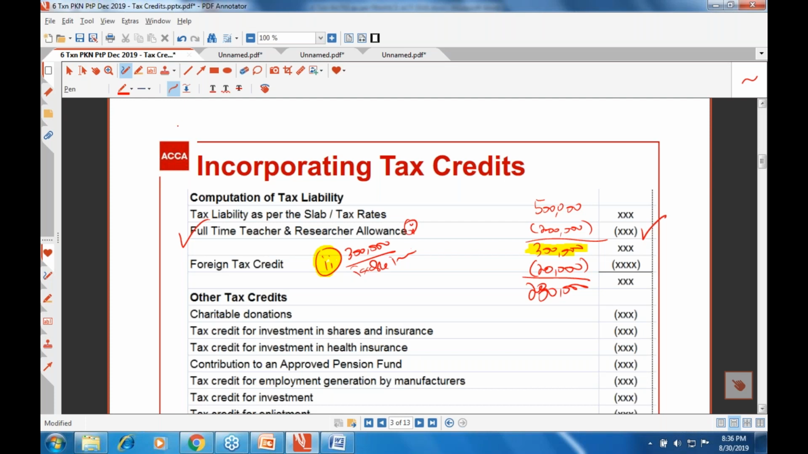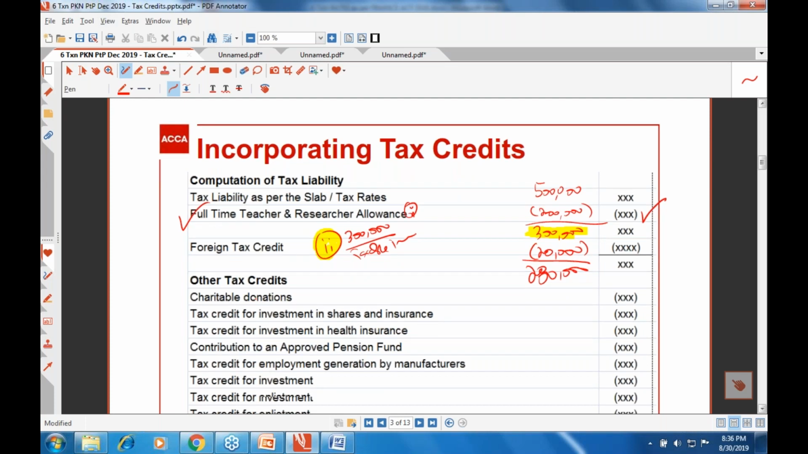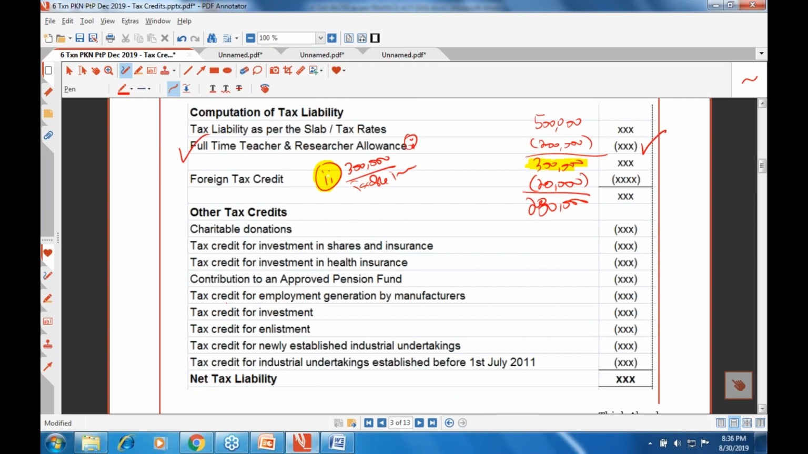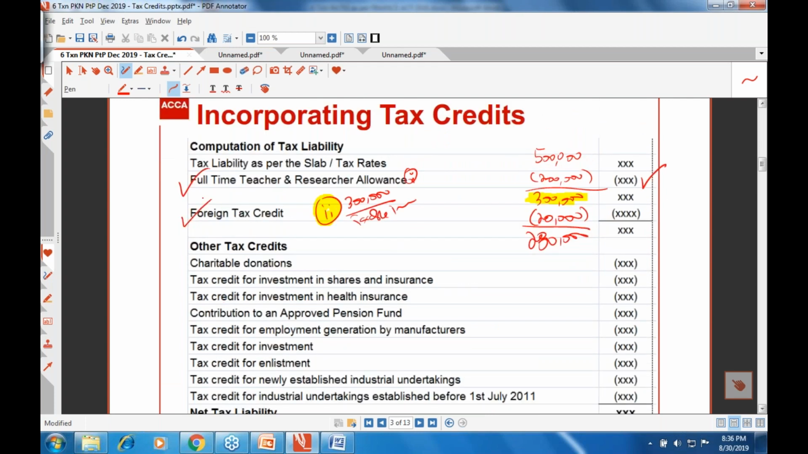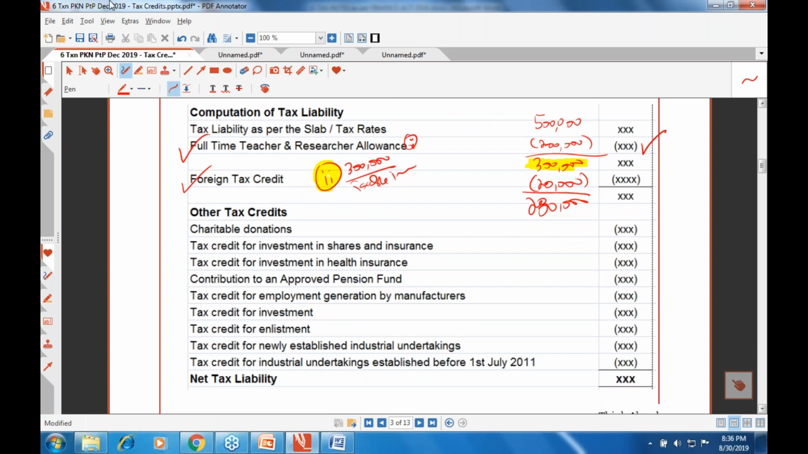Okay, now let's move a bit forward and start discussing the other tax credits. So we have talked about the full-time teacher researcher, then foreign tax credit. Yes, Zishan Abdul Rahman, maybe in the upcoming sessions we'll be covering the sales tax. Unfortunately, not in the current session. Let's move a bit forward. So now the other tax credits.